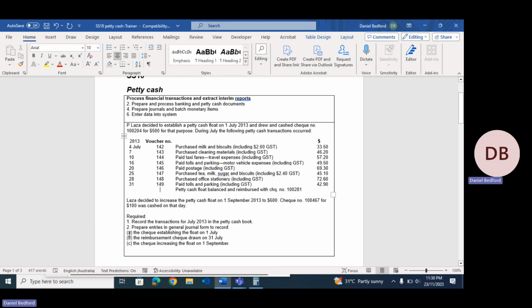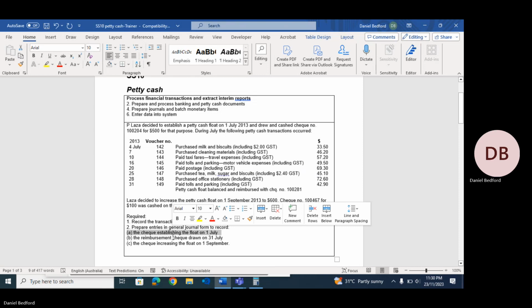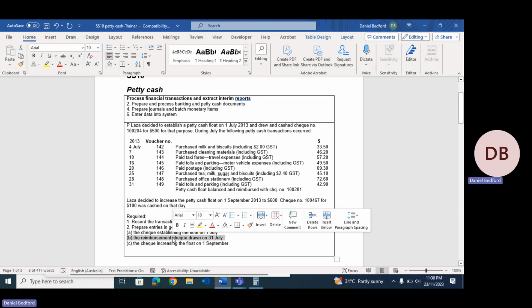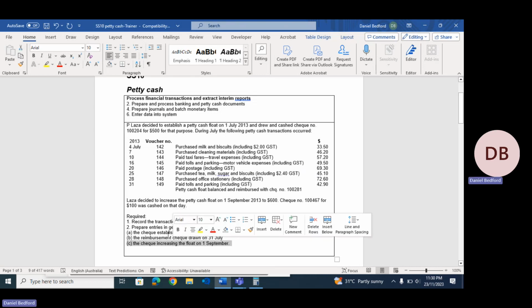So we need 3 journal entries. The first, the creation of the petty cash float. The second is the reimbursement, so when we take out all the receipts of $416 and put the cash back in. And the third, the increase of the float.